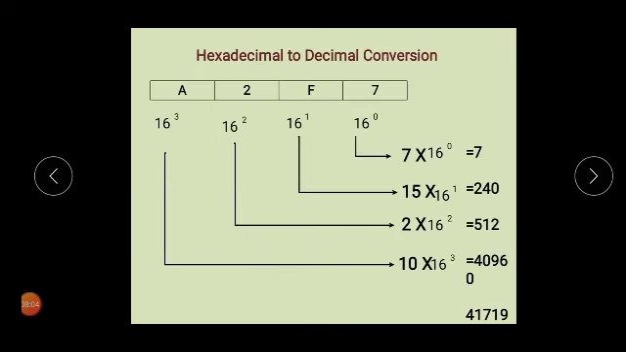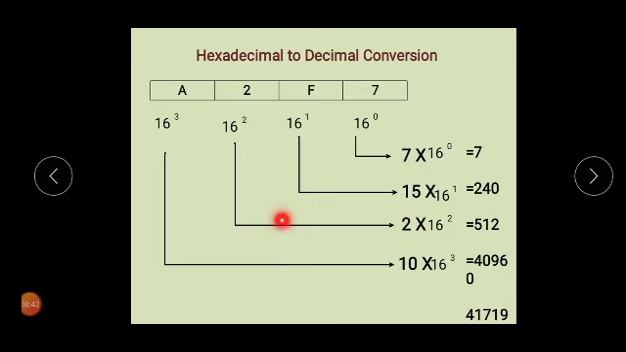Then the next one, hexadecimal to decimal conversion. This is the hexadecimal number A2F7. To convert it into a decimal number, again the same thing: every digit is multiplied with its weight. Because it is a hexadecimal number, we multiply each digit with 16 power 0, 16 power 1, 16 power 2, etc., depending upon its position. So 7 into 16 power 0 plus F into 16 power 1. F is nothing but 15 in decimal.